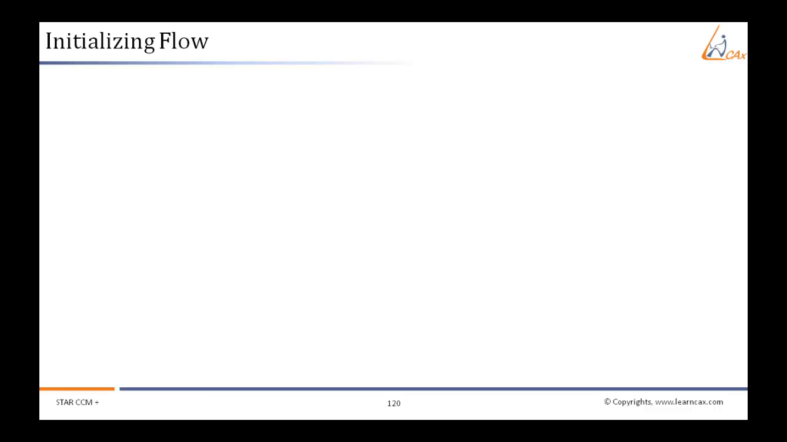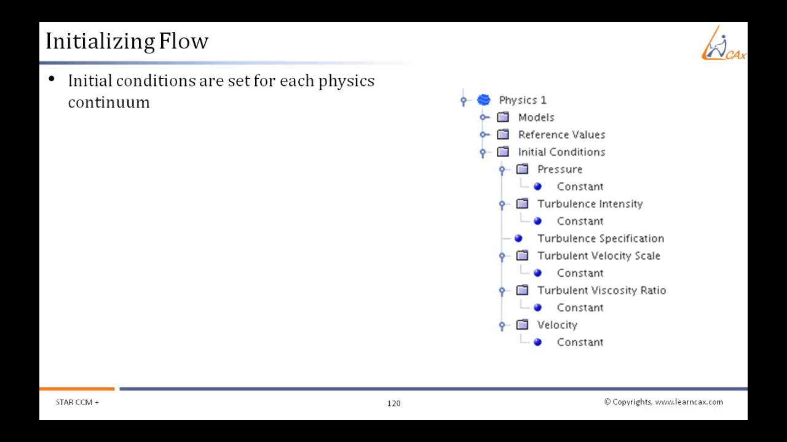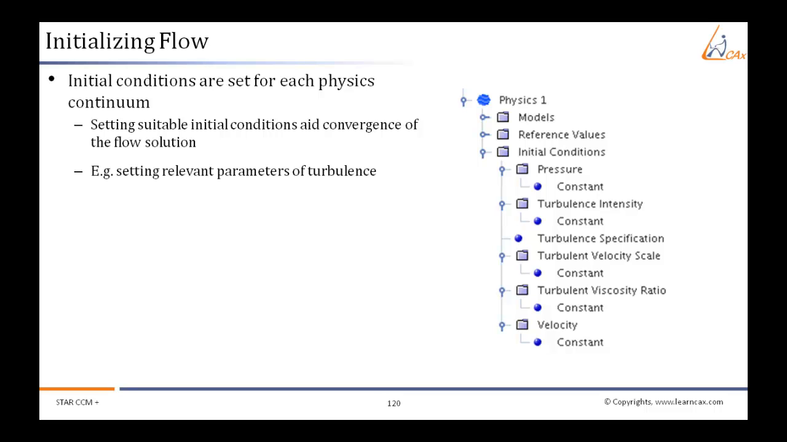For starting any type of CFD calculations, we need some initial guess. The process of providing an initial guess is called initializing flow. All the variables being solved are required to be initialized or given initial guess values. The more sensible the initial guess, the better are the chances of quicker solution progress or convergence.